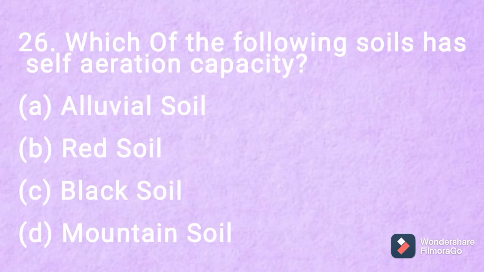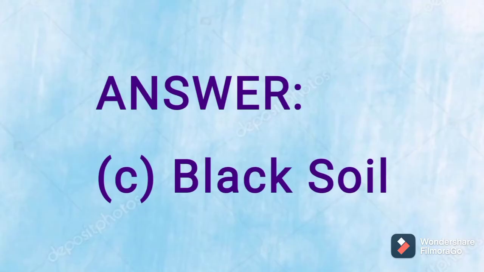26th question. Which of the following soils has self-aeration capacity? Option A, alluvial, option B, red soil, option C, black soil, option D, mountain soil. And the answer is option C, black soil.